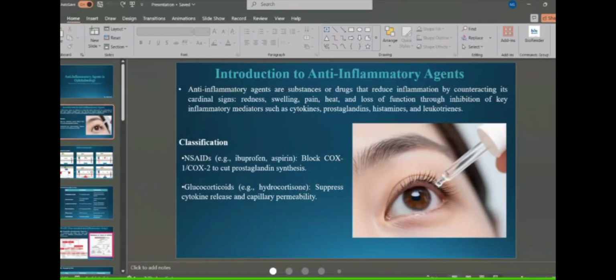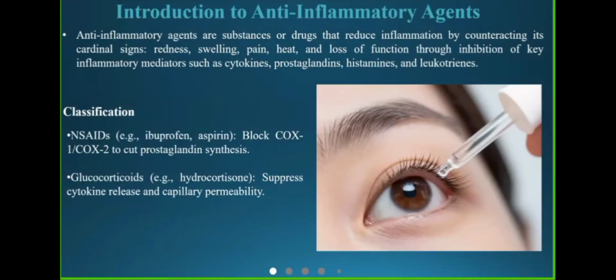So, what are anti-inflammatory agents? Anti-inflammatory agents are substances that reduce inflammation by inhibiting inflammatory mediators like cytokines, prostaglandins, histamines, and leukotrienes. Basically, they are classified into steroidal and non-steroidal anti-inflammatory drugs. Non-steroidal anti-inflammatory drugs include ibuprofen and aspirin, and the steroidal ones include corticosteroids like hydrocortisone.